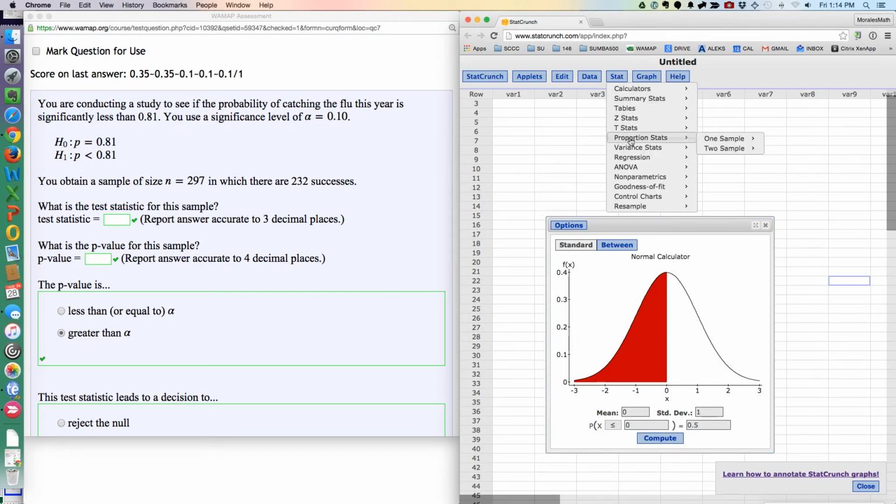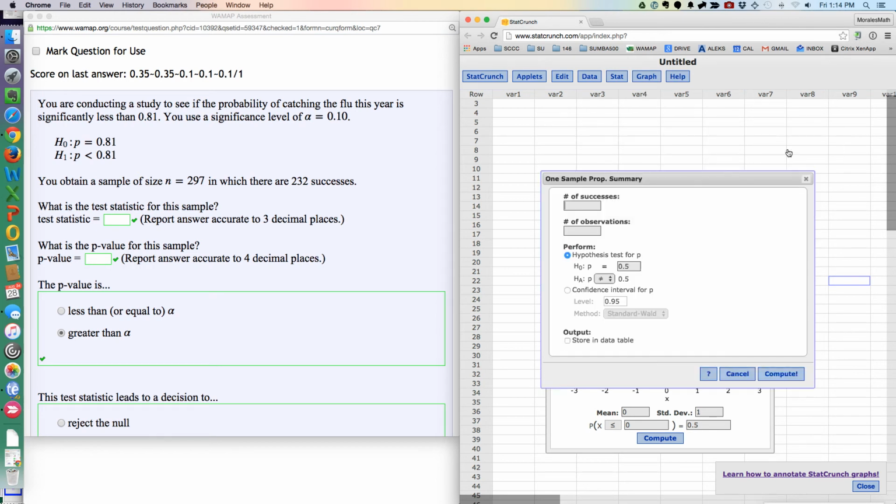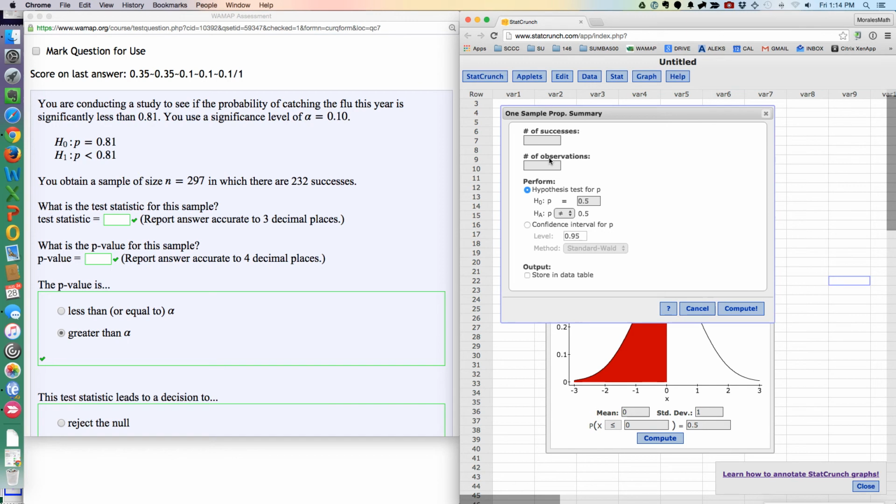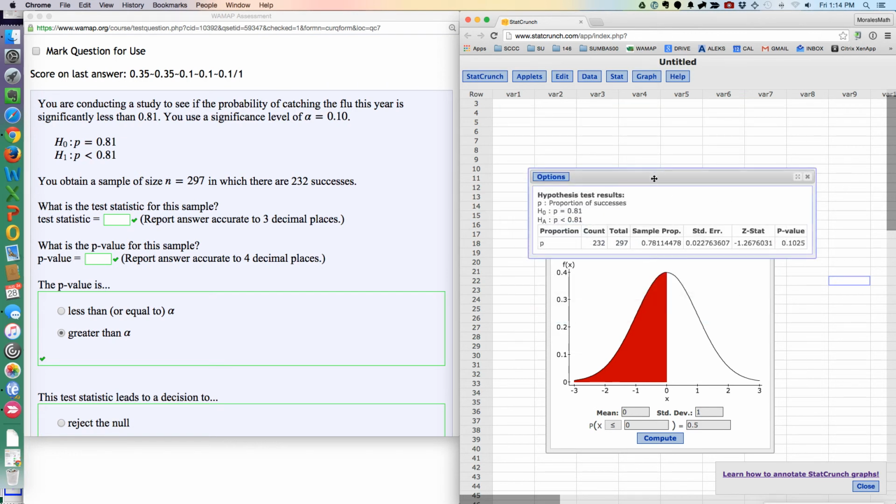This is a proportion hypothesis test, and we have one sample with a summary. All right, so our summary, we have number of observations is our sample size of 297. The number of successes is given to us as 232. Our null hypothesis is that p is equal to 0.81, and the alternative, we have to make sure we change this, is less than 0.81. Let's go ahead and compute.